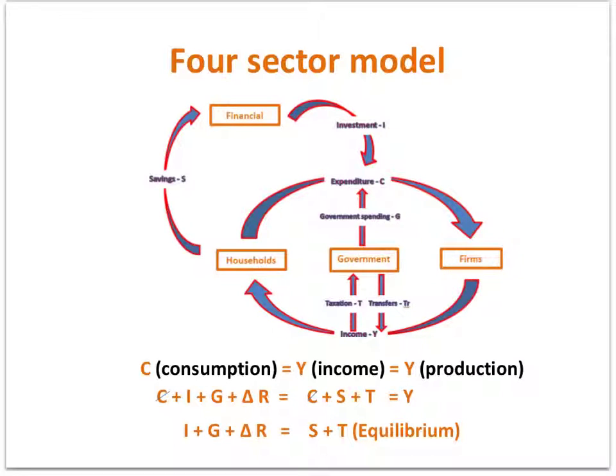In the four-sector model, it is also true that total consumption equals total income equals total production in an economy. Consumption: goods are consumed by consumers, by businesses, by government, and there are some goods that are produced but not consumed. Income: part of income is now spent, part is saved, and part is used to pay taxes. The four-sector model shows that the economy will be in equilibrium when the sum of injections equals the sum of withdrawals and delta R equals 0.